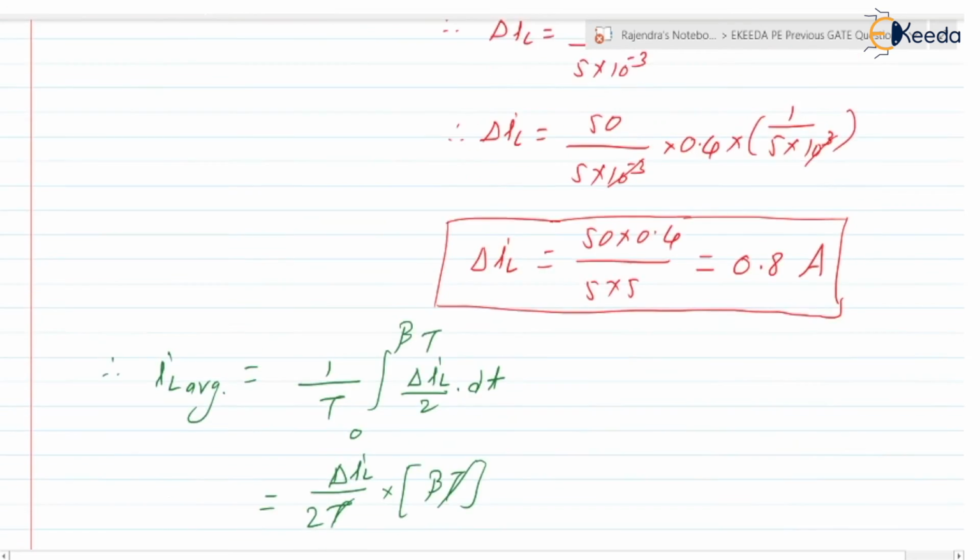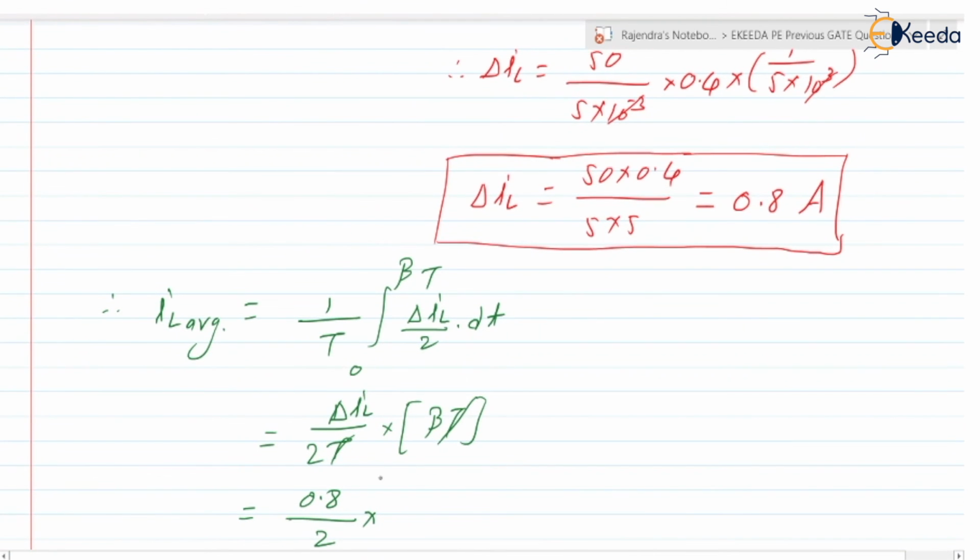So it is equal to delta IL, that is 0.8, divided by 2 into beta. What is the beta? Beta is equal to 0.6. So therefore IL average is equal to 0.8 into 0.6 divided by 2. So it is 0.24 ampere. This is the IL average, right?